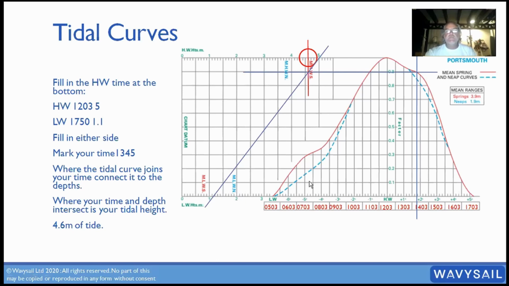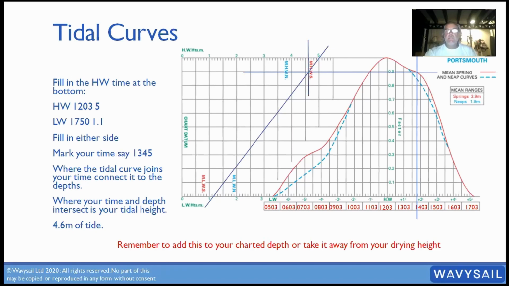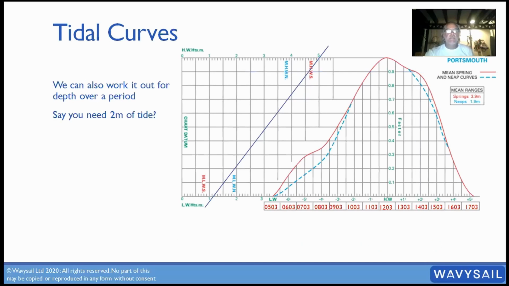Okay. So that's how we get a daily time tide. So that gives us 4.6 meters. Okay. Remember to add your chart datum or take away your drying height. Okay. But we can also work it the other way.